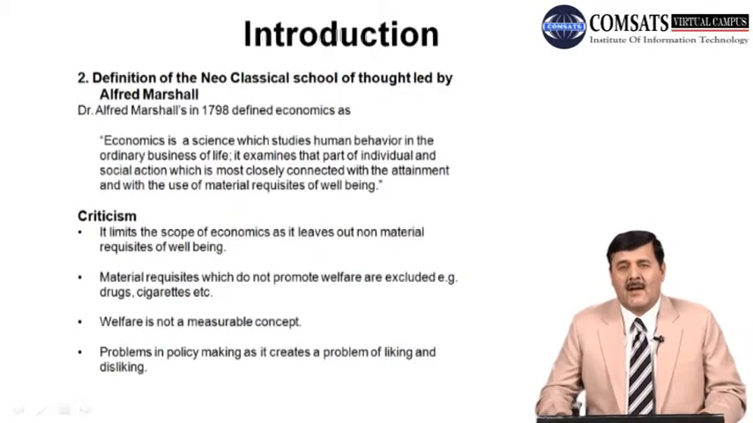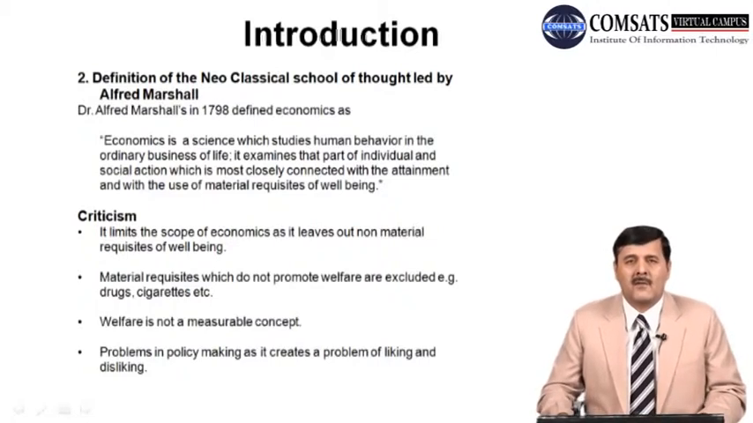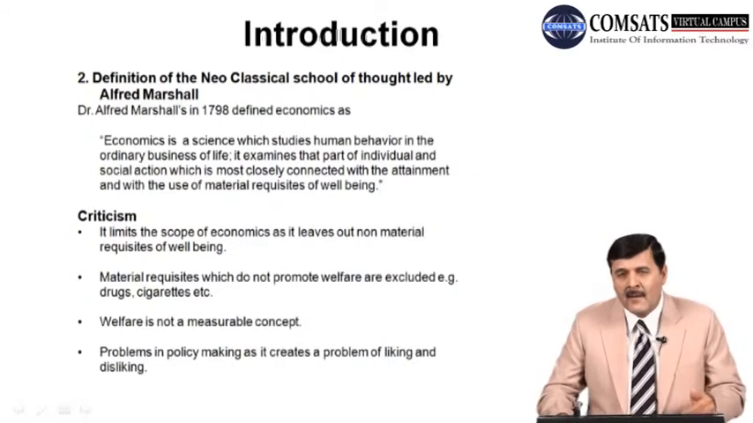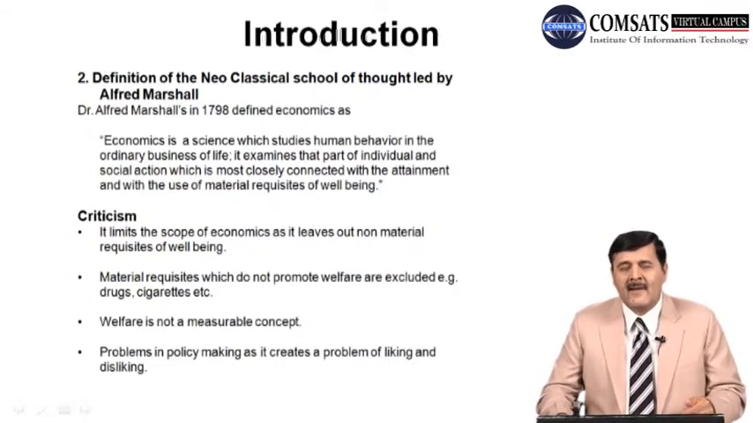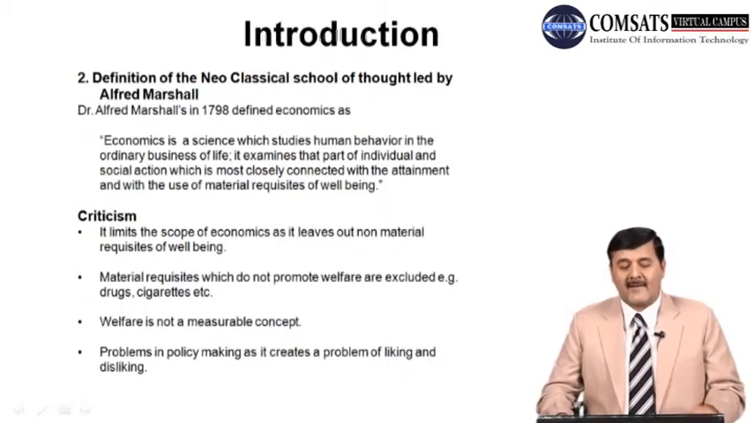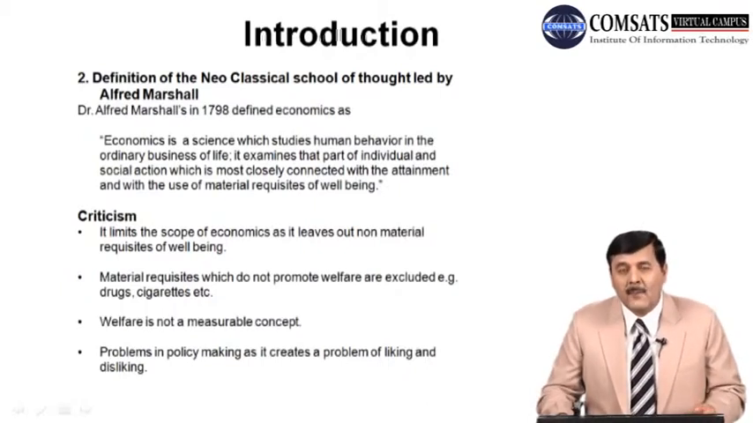After that, Alfred Marshall, the leader and founder of the neoclassical school of thought, gave his own definition. He said, in 1798, defining economics: economics is a science which studies human behavior in the ordinary business of life. It examines that part of individual and social action which is most closely connected with the attainment and with the use of material requisites of well-being. So basically, he brings the concept of social welfare, right?